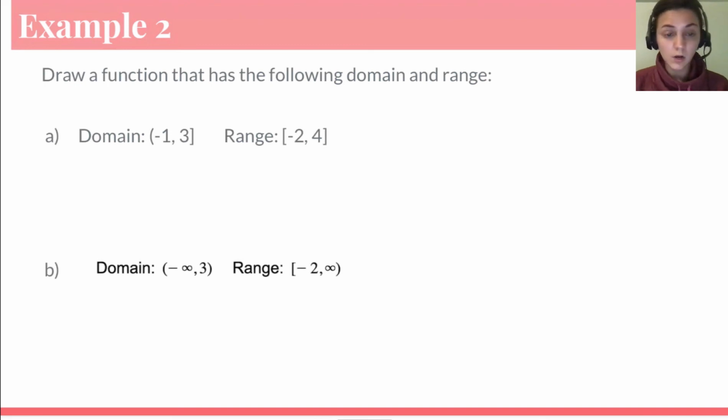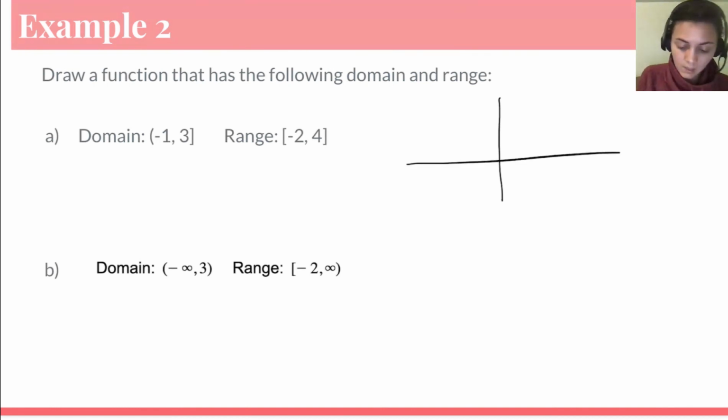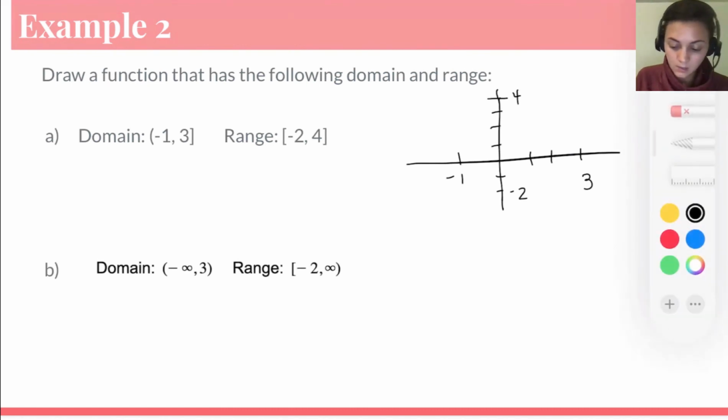Now draw a function that has the following domain and range. There are so many different possibilities for what this could look like. I kind of feel bad showing you what my answer looks like, because your answer could look totally different than this, and that is okay. I see that the domain goes from -1 to 3, and then the range goes from -2 to 4.